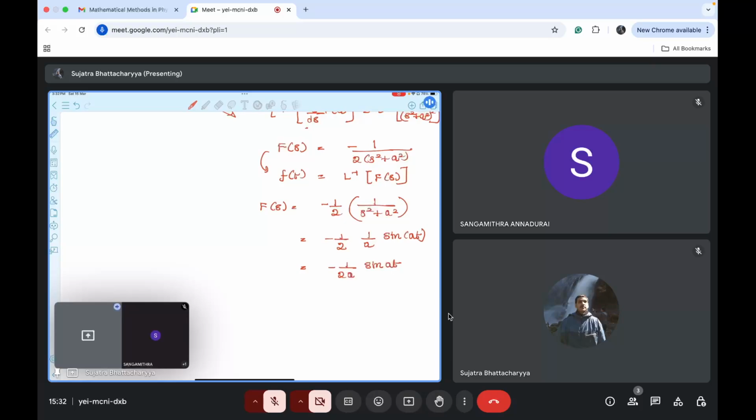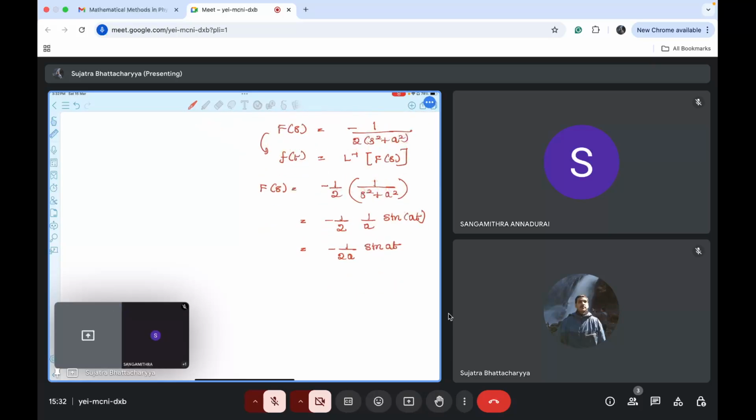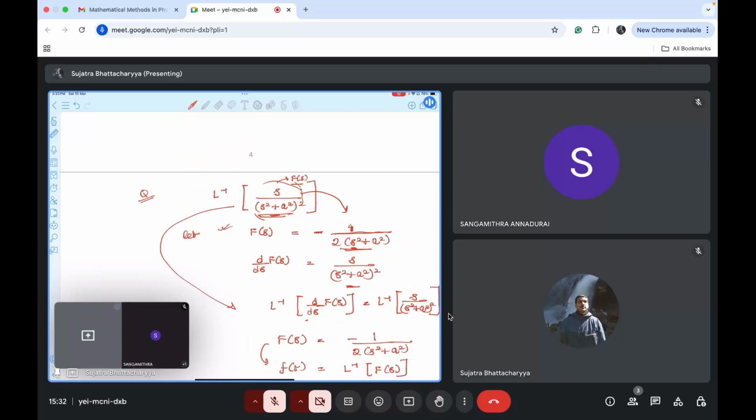Alright, so this is what you will get. Now, L inverse of d/ds of F(s) is what I need to find out, as given in the question. That can be written as minus t times minus 1 by 2a sine at. So this becomes t by 2a sine at. Alright, so this is how you can try to solve the question.